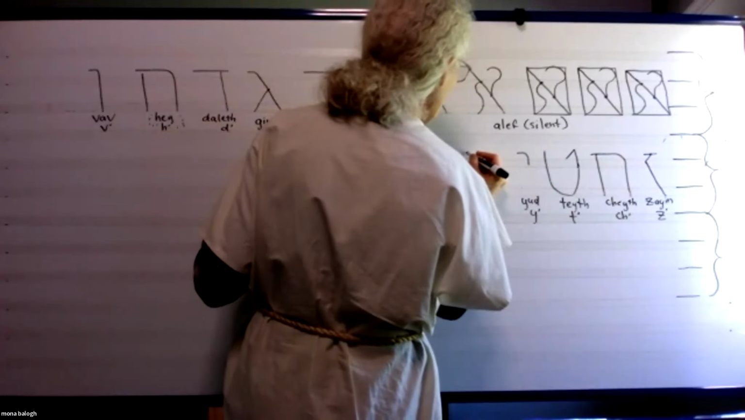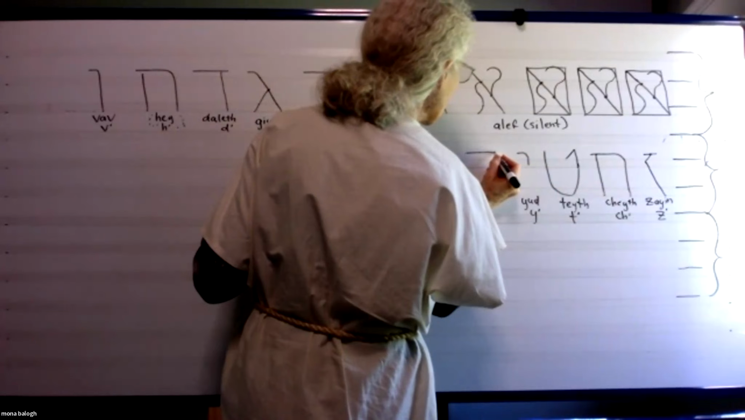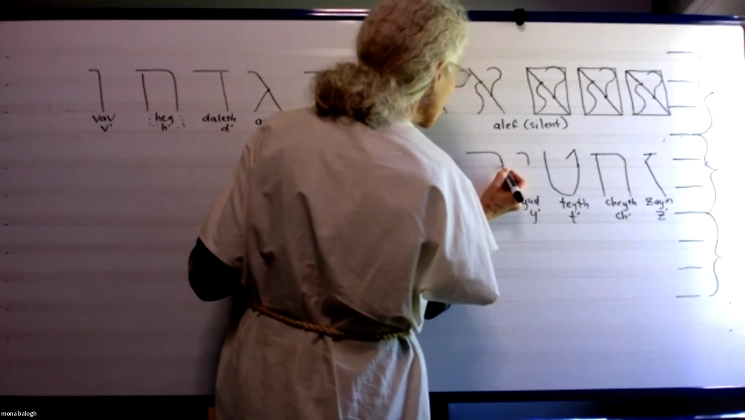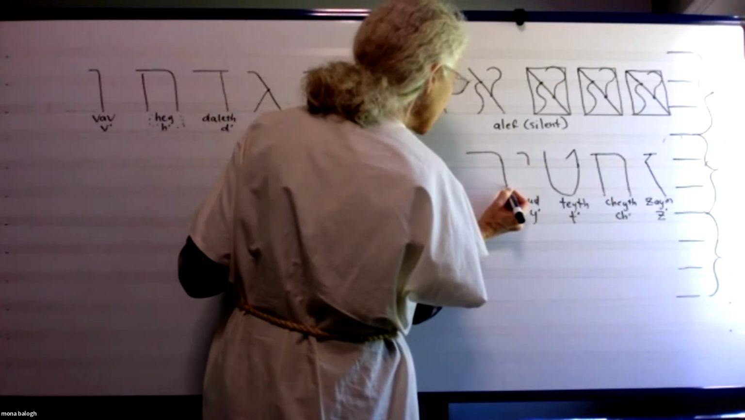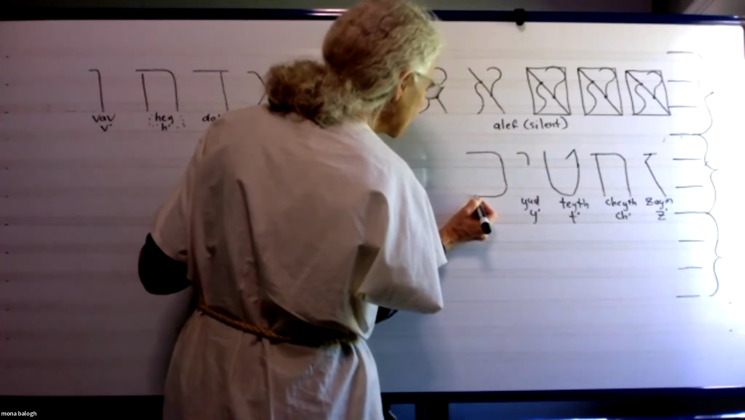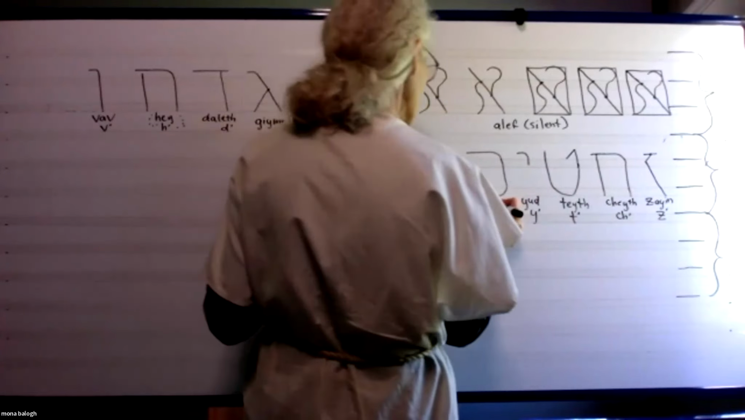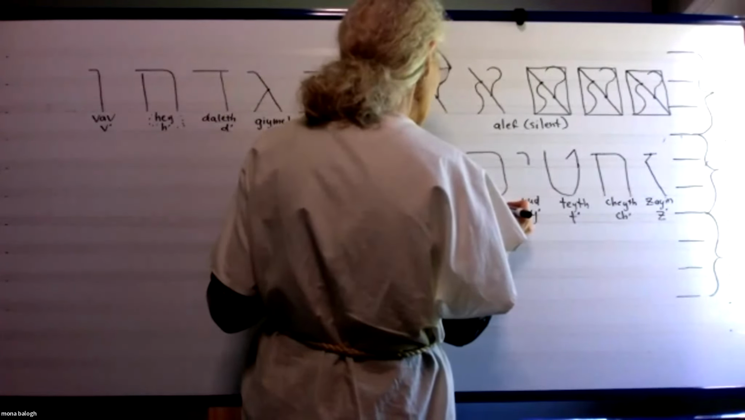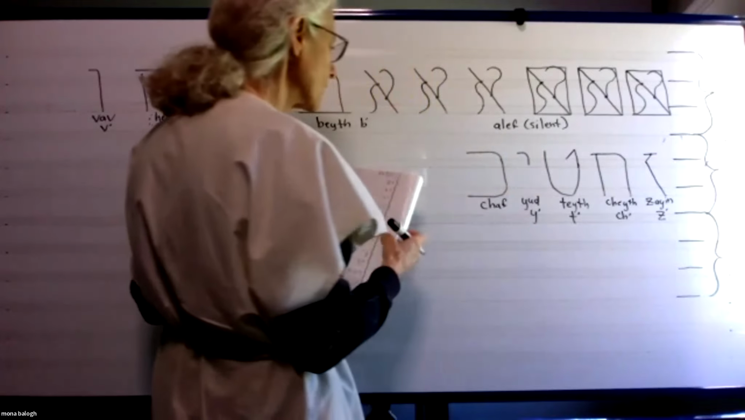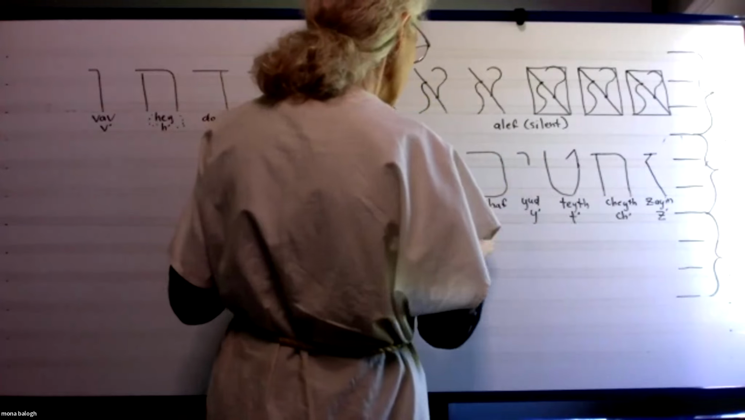Next is Chaf. Start in the upper left, come across, and you're going to make it like a Resh. It looks like a Resh, doesn't it? But at the bottom, it's going to come across, and it's going to stick out a little bit from the top. Chaf. Again, it's guttural. Okay, so Chaf.